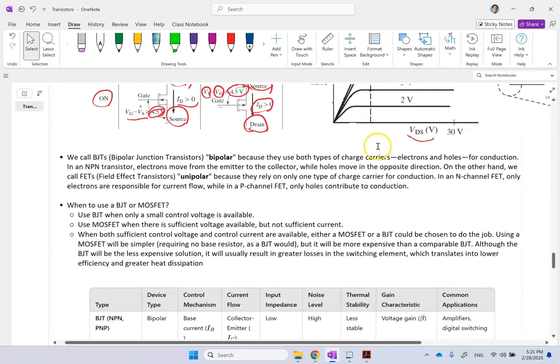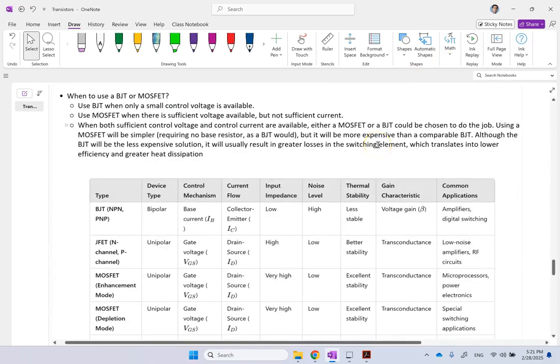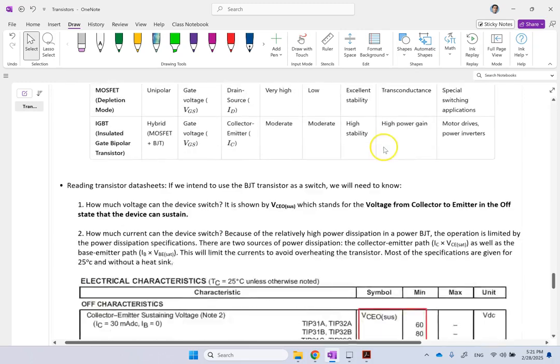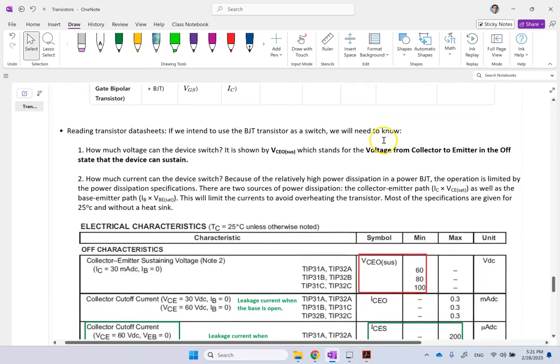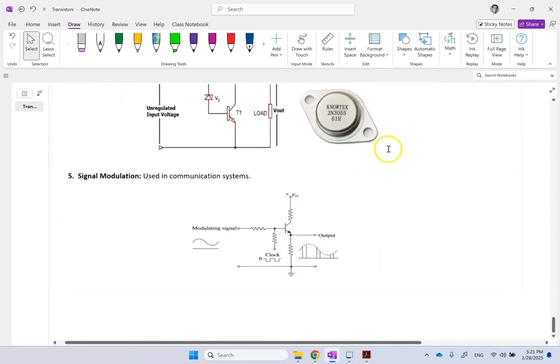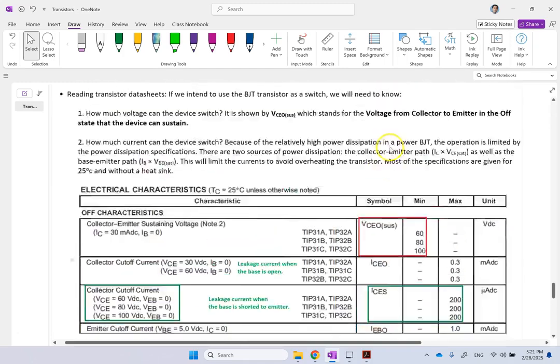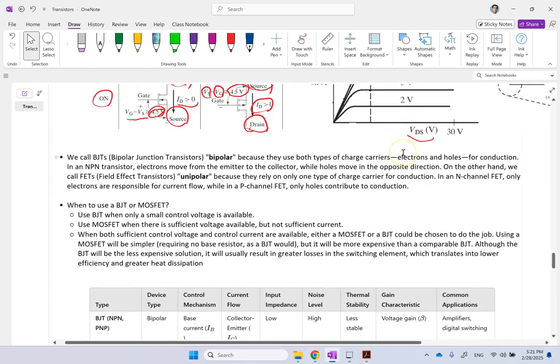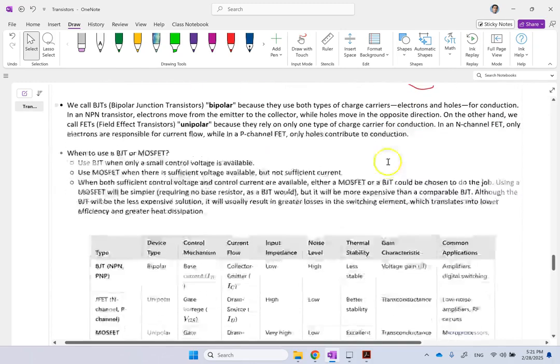So here is the part that we need to discuss when to use either one, okay? And then I want to show you a little bit about reading transistor data sheets and a few of their applications. So please bear up with me. This lecture is very long because there is too much to say about transistors.